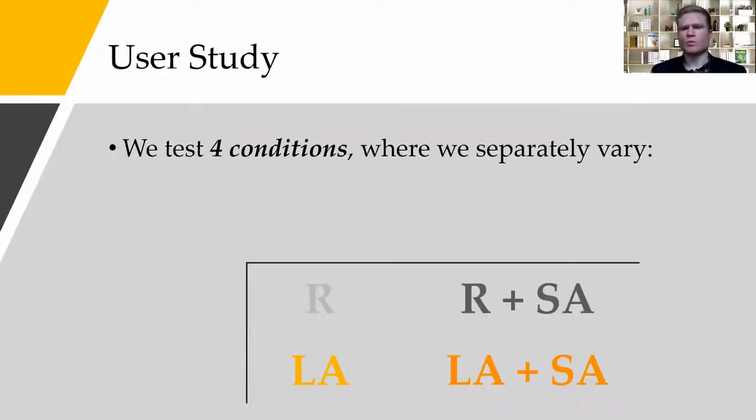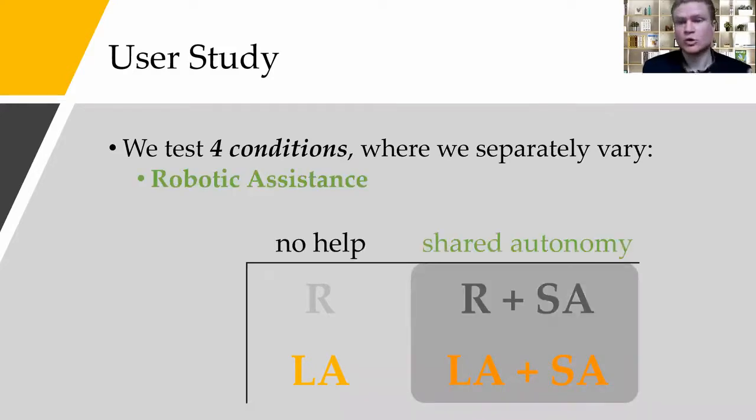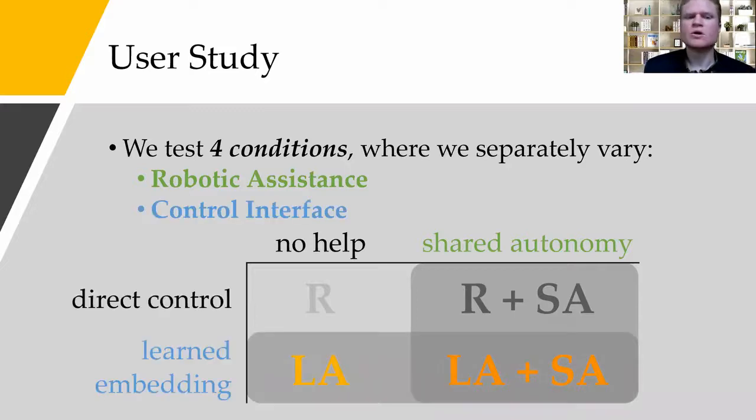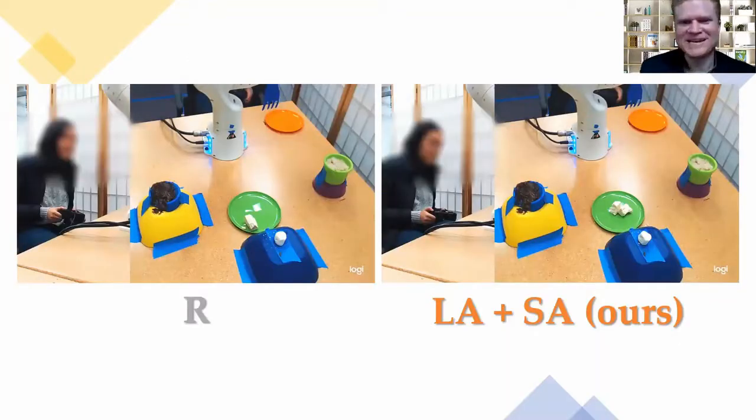So within our user study, where we're going to focus on an eating task, we ultimately tested 4 different conditions, where we separately varied 2 different things. First, we compared whether or not to incorporate shared autonomy. Second, we compared whether or not we should use direct control, where, for instance, I'm using my joystick to directly control the end effector robot, or our learned embedding, so that I'm using this learned latent space. So completely opposite ends of the spectrum are going to be R, which is just retargeting by itself, and then LA plus SA, which is latent actions and shared autonomy. That's our proposed approach. So let's see how this worked in an eating task.